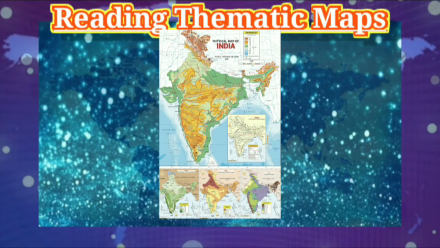They can also be used to show different kinds of information, like the nature of the terrain (hilly, rocky, plain, etc.), economic activities of people, languages spoken, literacy, etc. Usually a map focuses on only one aspect. Such maps are called thematic maps.